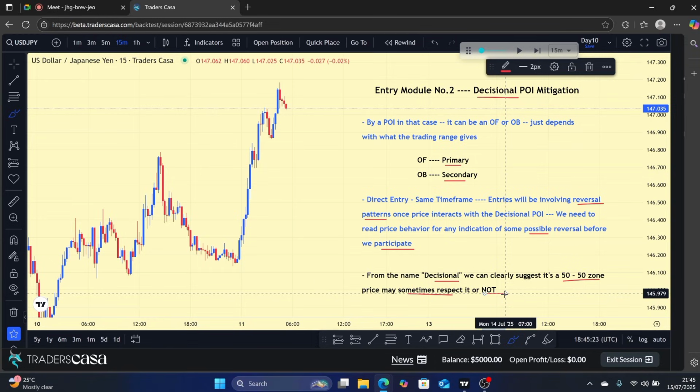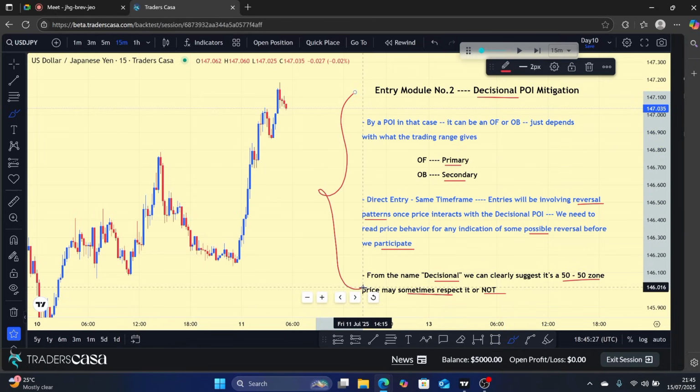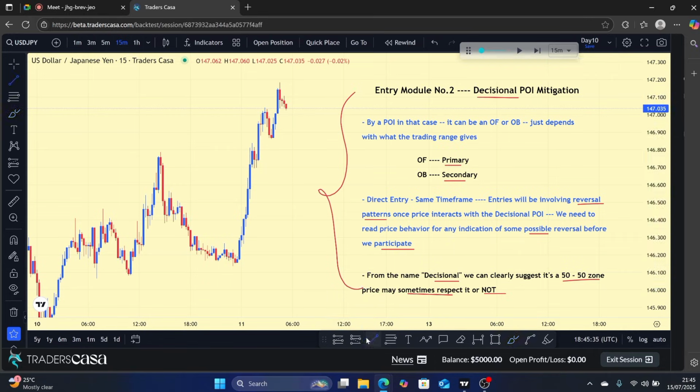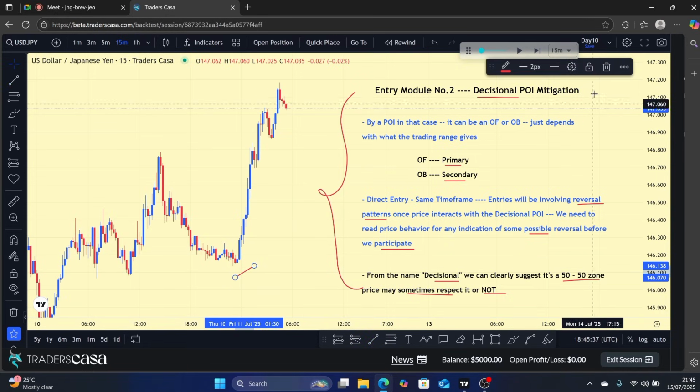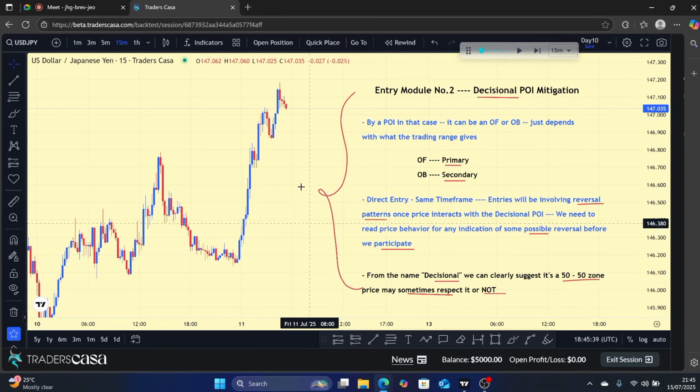So in that case, with this theoretical knowledge, now let's get practical and get into the real charts. All right, so let me delete all these so that we can have a clean chart and of course start the session.